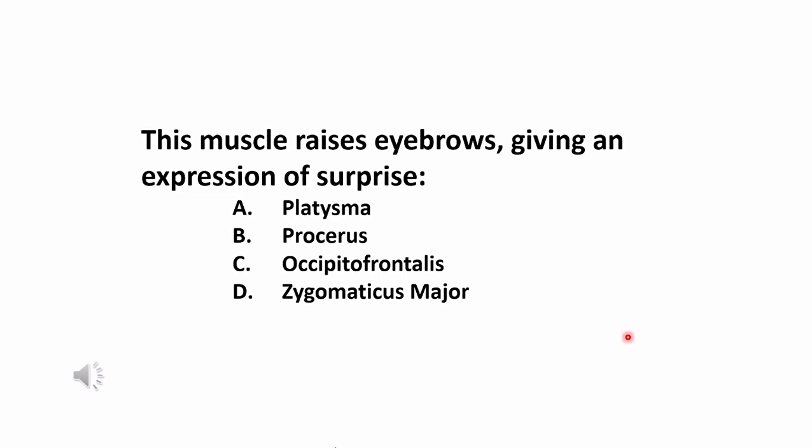So break tayo. Anong muscle that raises eyebrows? Give me an expression of surprise. It is occipitofrontalis.